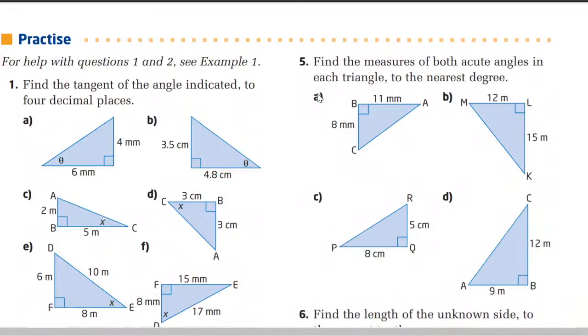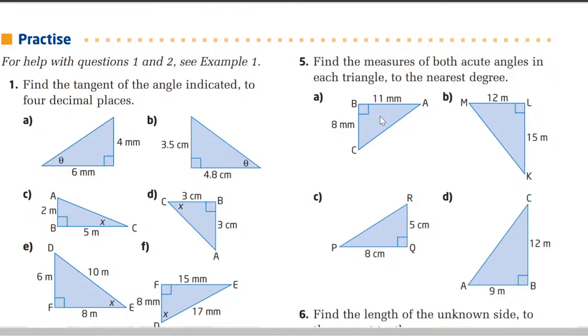Starting with some of those tangent ratio questions, there was number 5. We'll do an example of finding an angle in a triangle. In 5, we're being asked to find the measure of both acute angles in each triangle. Both of these angles here, A and C, acute just means less than 90. So we want to find A and C to the nearest degree, and we're given this triangle as a setup.